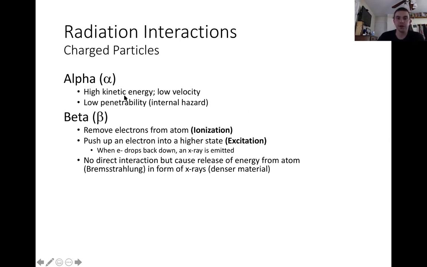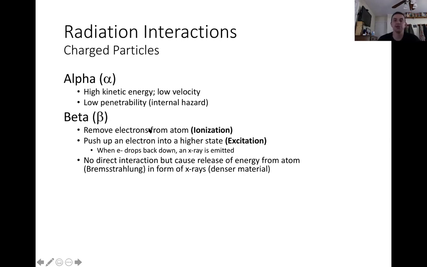So alpha particles: high kinetic energy, low velocity. If you think about all these particles, when they are leaving the atom and interacting with the world, they're flying through a sea of electrons, essentially. Space, matter, whether it's air or solid matter, is essentially a sea of electrons. Electrons are small, negatively charged particles. So an alpha particle flying through that is going to be drawing all those electrons to it, pulling them, ionizing the atoms that those electrons are coming from. But it happens very rapidly, so they stop.